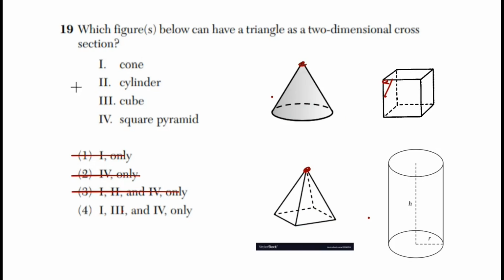All right. So everything except for a cylinder. So that would be 4. And that's what we do for that one.